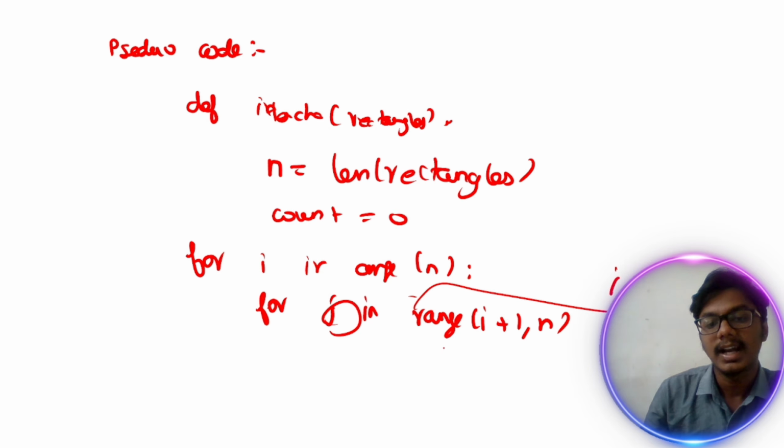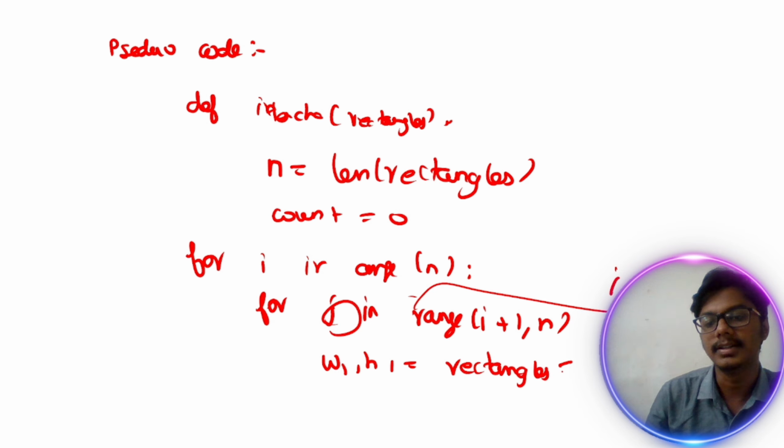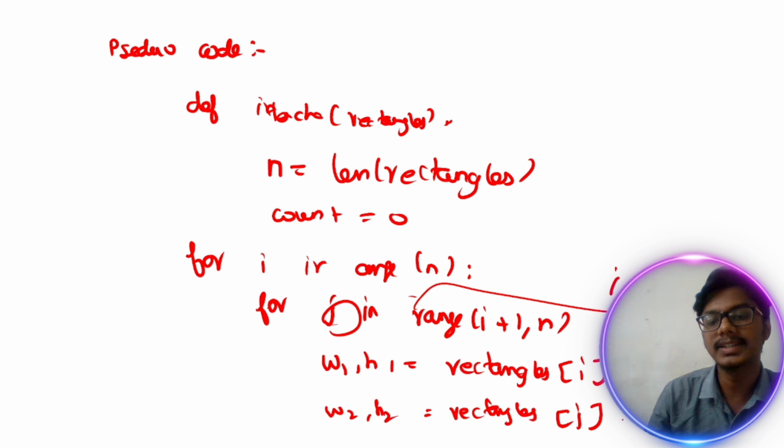So after getting the j, I want to get the first rectangle. w1 comma h1 is equal to rectangles of i. This is the first rectangle. And again w2 comma h2 is equal to rectangles of j. j is considered the second rectangle. First rectangle, second rectangle, that's all. And after getting the two rectangles, I have the first rectangle and the second rectangle.